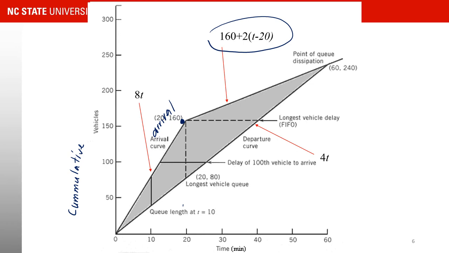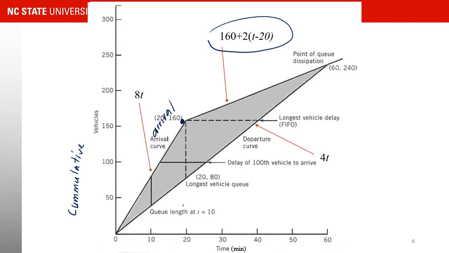So I have a lot of information shown on this graph, and we want to go through each of those one by one. The first thing that we want to talk about is that if someone asks you what is the number of vehicles that has arrived at a certain time, for example, at time 40, what is the total number of vehicles that have arrived? How do you determine that? Think about it. How many vehicles have arrived at time 40?